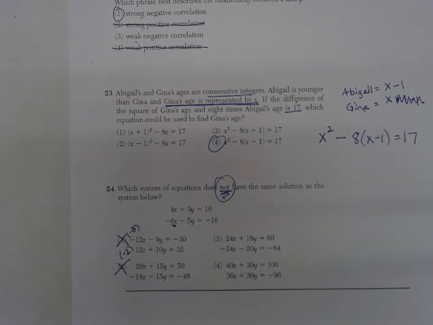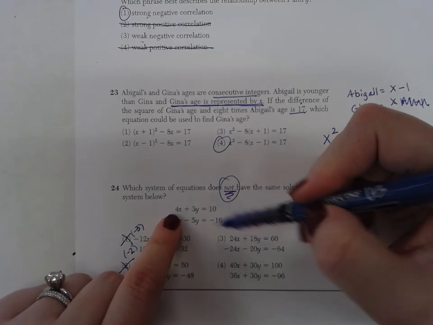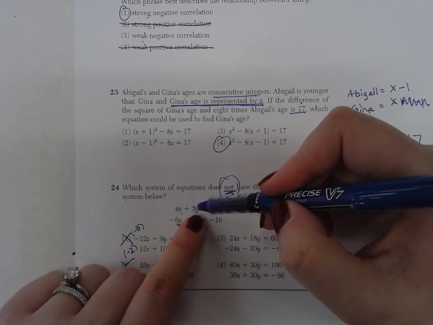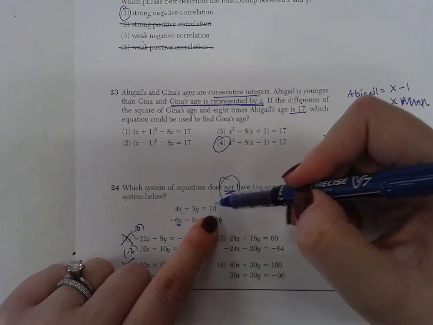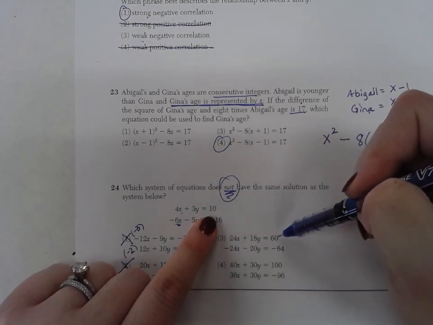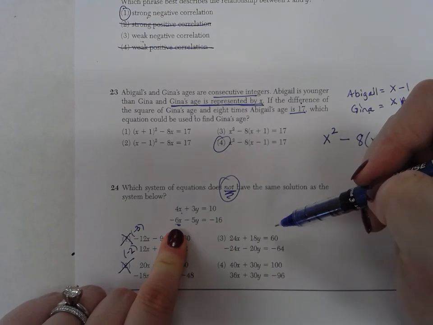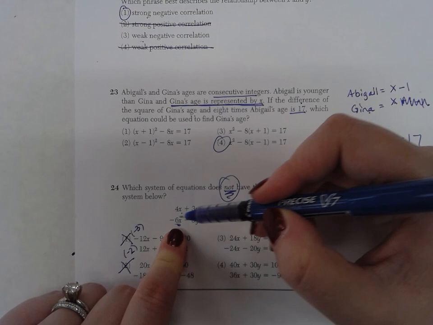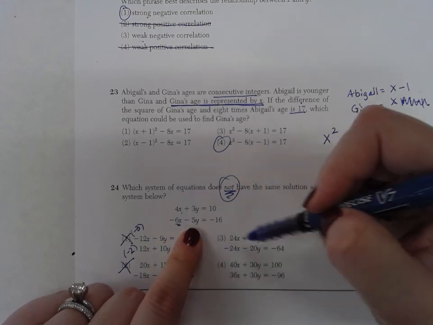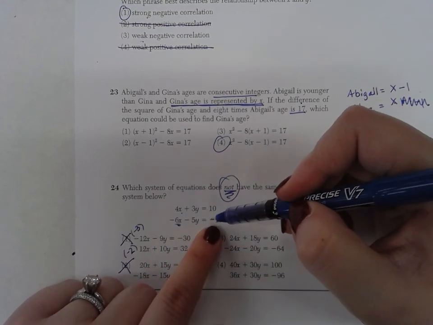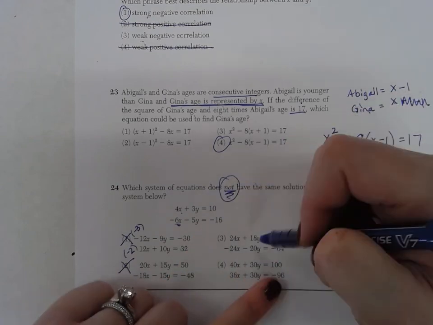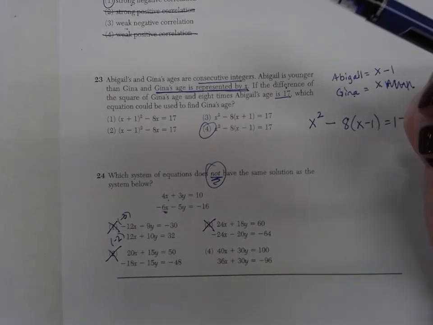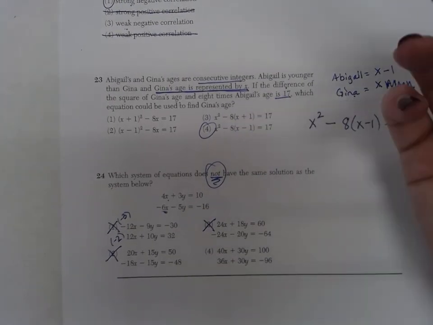All right, 2 more. To get from a 4x to a 24, they multiplied by 6. 3 times 6, 10 times 6. Everything checks. On the bottom, negative 6 to a negative 24, they multiplied by 4. So, yes, that checks. Negative 5 times 4, that checks. Negative 16 times 4, that checks. This one checks. That's good. Not my answer. Oh my goodness. Hopefully this one is, there's a problem here. So let's see what's going on.